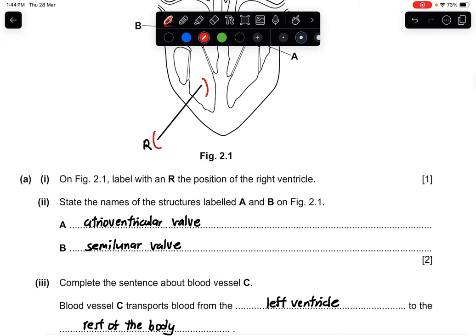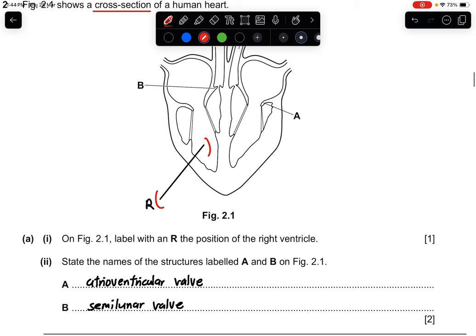Okay? Part 2. State the names of the structure labeled A and B on figure 2.1. Let's look at A. You can see these two, some kind of elastic fibers like that. And this fiber is attached onto the left ventricle. This one is a valve. Because if the blood enters, the valves have to close so that they prevent the blood from going backwards. So this valve in between the atrium and the ventricle is the atrioventricular valve.